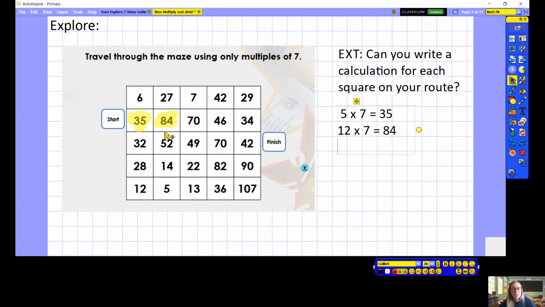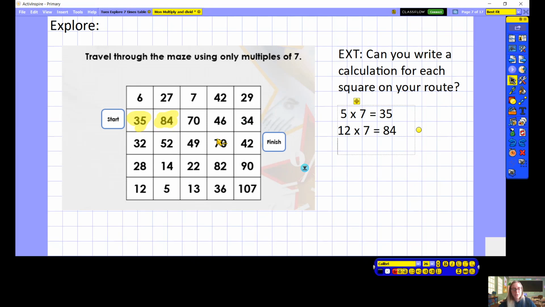Now the next one's a little bit easier because if you look at my options, 27, 52 or 70, I think you can probably work out which the next multiple is of 7. So pause the video and see if you can finish traveling through the maze, writing out the calculations for each square you travel through, and then I'll show you the answers.